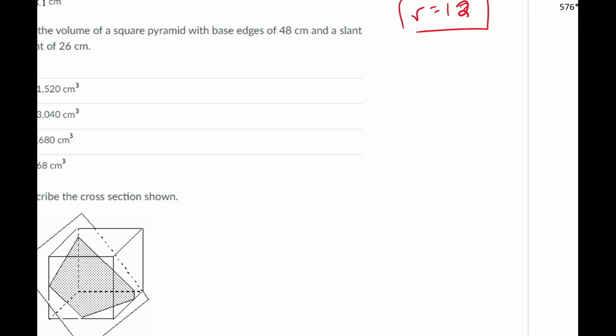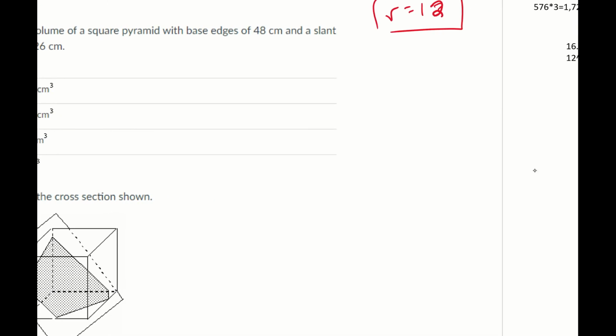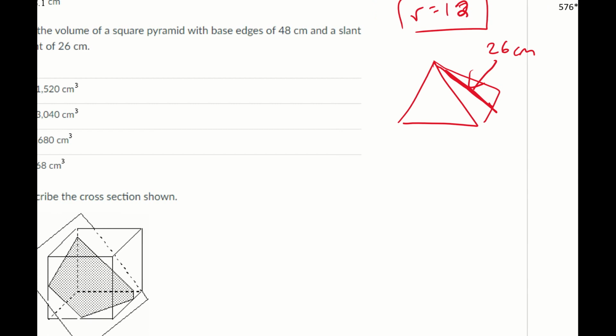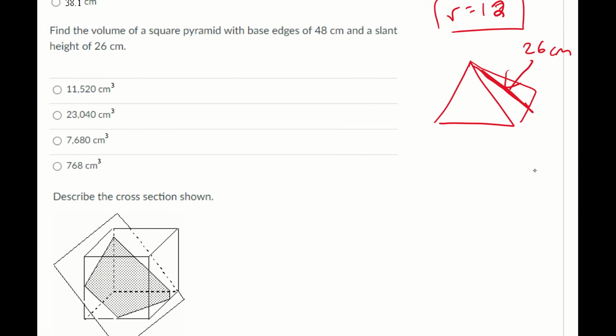All right, find the volume of a square pyramid with base edges of 48 centimeters and a slant height of 26. So we just got to be careful. They give us the slant height, which is 26 centimeters, not the actual height of the pyramid. And they give us the base edges are 48 centimeters.